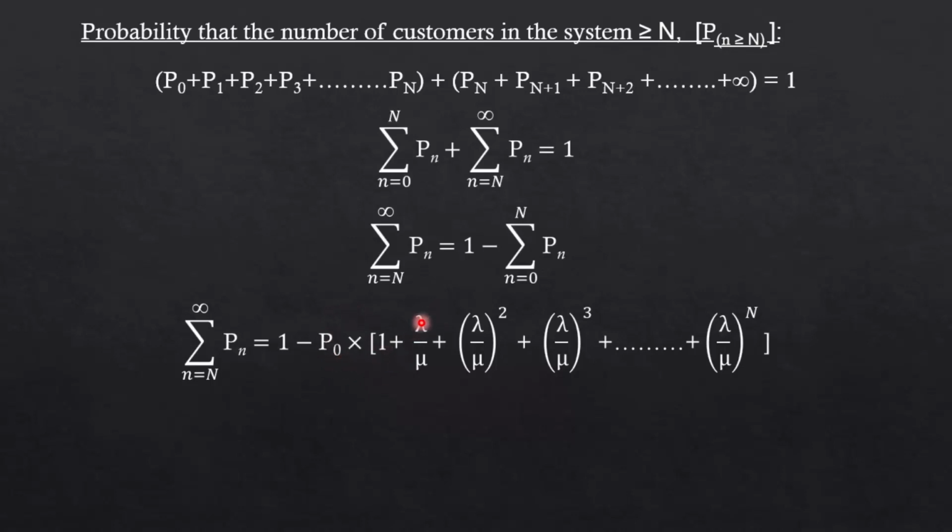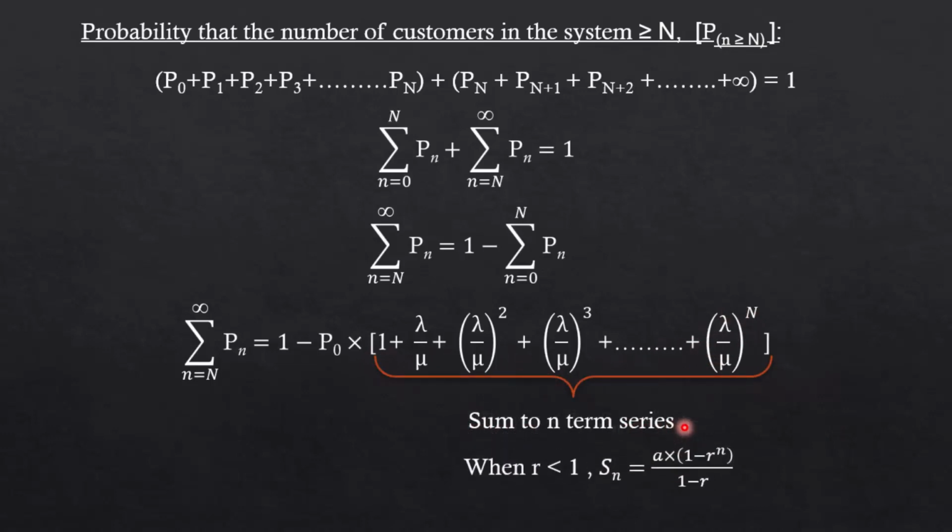So this is 1 + lambda by mu + (lambda by mu) whole square up to nth term. So previously it was up to infinity, so it was a sum to infinity series, and here it is a sum to n term. So this is a sum to n term series.